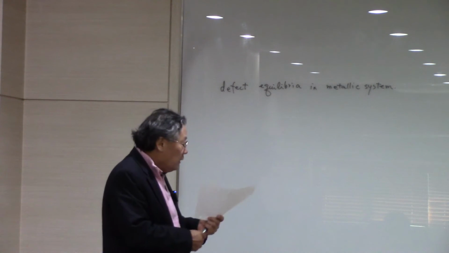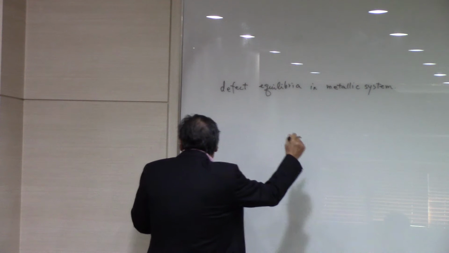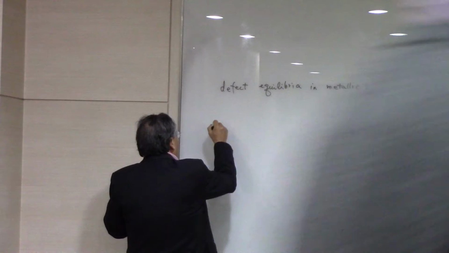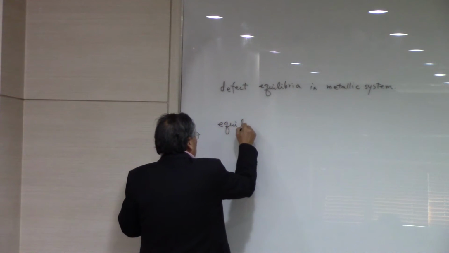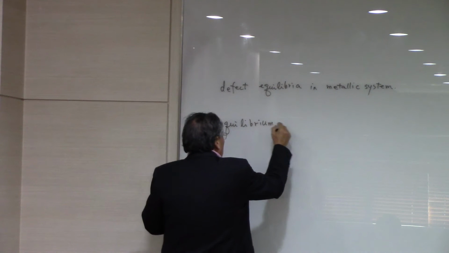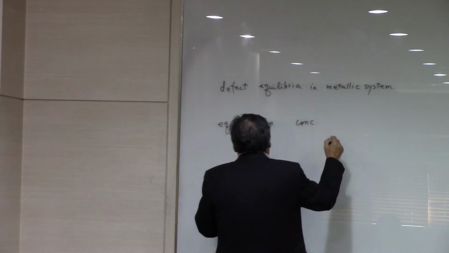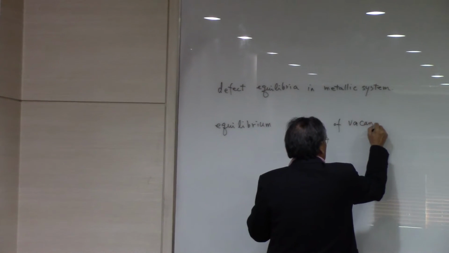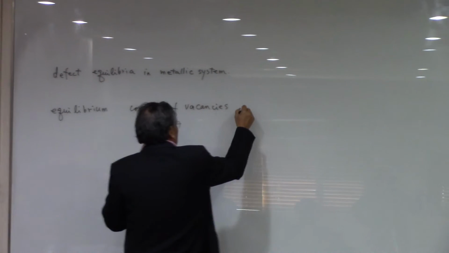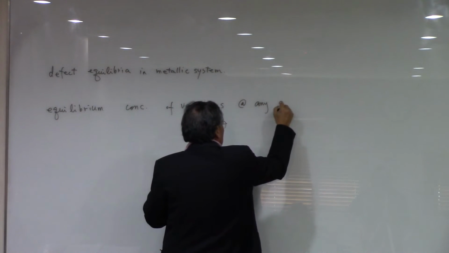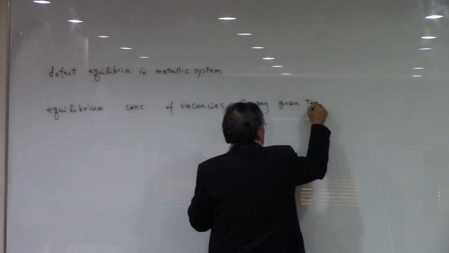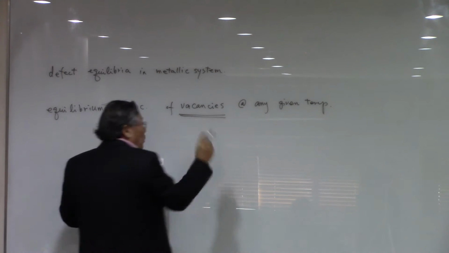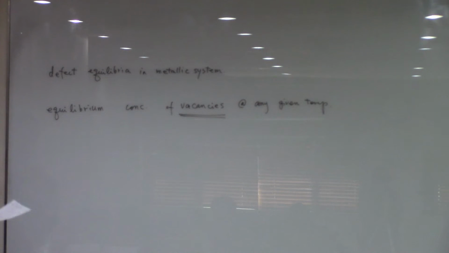point defects in the metal systems, what we are going to do is the equilibrium concentration of vacancies at any given temperature. These vacancies are very important in the metallic systems. Okay?